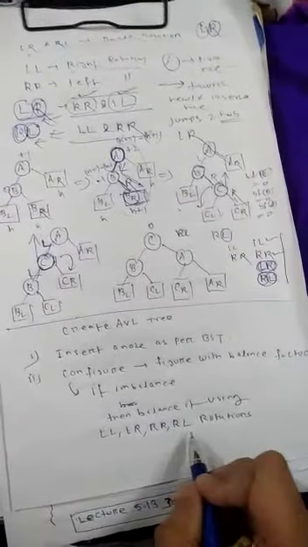Then if imbalance, then balance it. Okay, how to balance it? Using either LL, LR, RR or RL rotations. If it is imbalance, then balance it using these rotations: LL, LR, RR and RL.